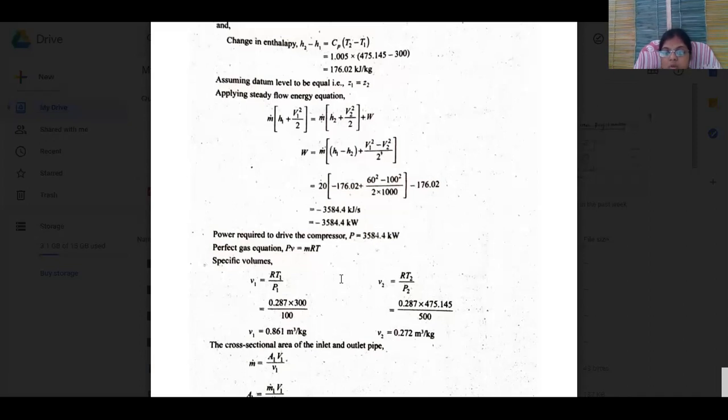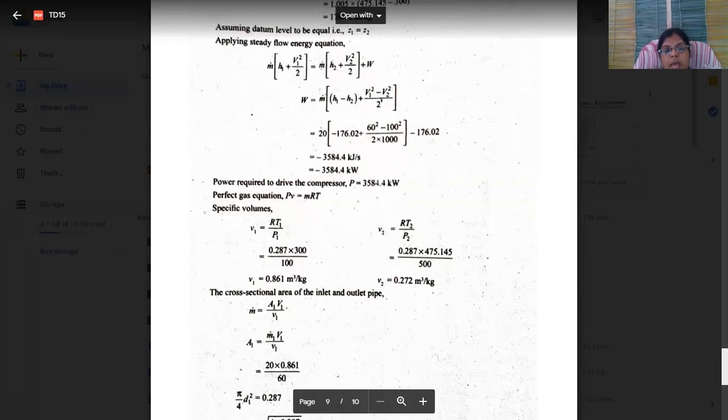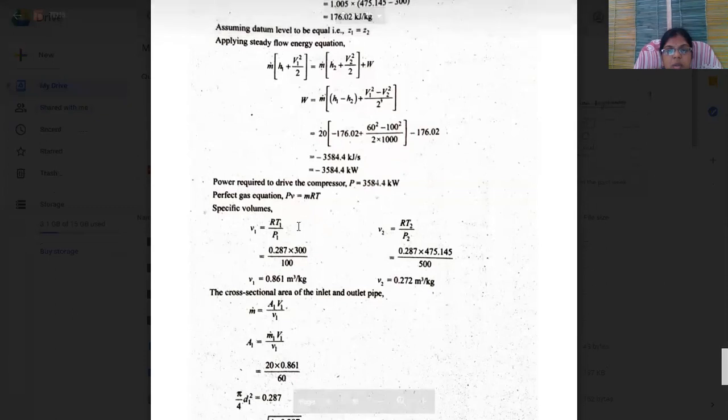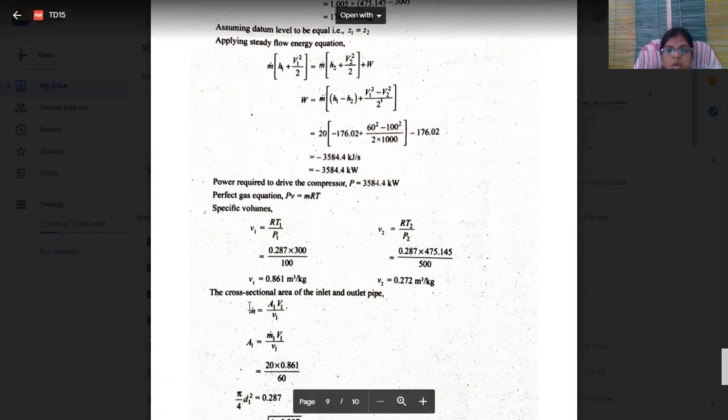because we are going to calculate the diameters of inlet and outlet. That is why we are taking the perfect gas equation. What is the perfect gas equation? The perfect gas equation is PV is equal to mRT. If we have specific volumes, PV equal to mRT, volume by mass gives rise to specific volume. So specific volume V1 is equal to RT1 by P1. So specific volume V2 is equal to RT2 by P2. So we got the specific volumes V1 and V2.